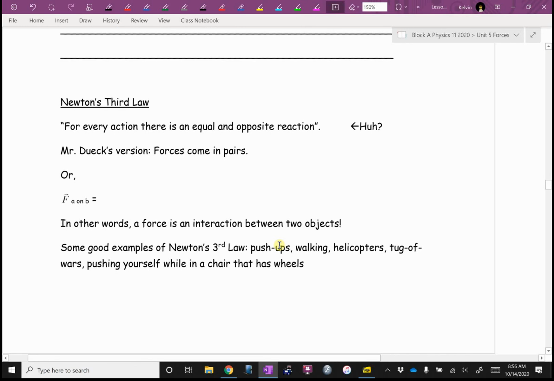Newton's third, probably my favorite. Newton's third is typically phrased, for every action there is an equal and opposite reaction. Huh? I've never understood that.